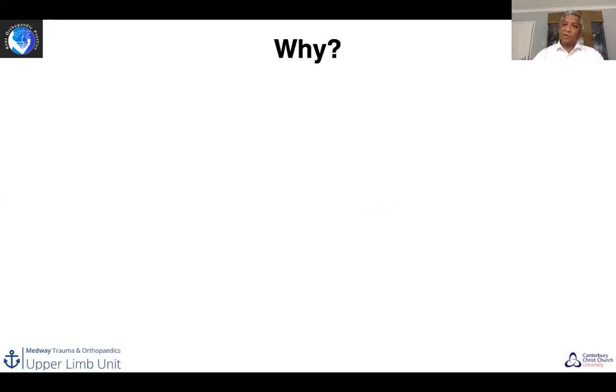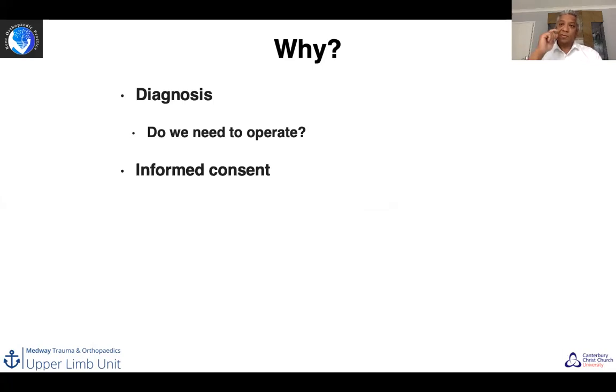So why do we need to do imaging? First, it's important to look at the diagnosis, which may help us to decide whether the patient needs a surgery or not. Secondly, once you make the decision for surgery, it helps you to take a proper informed consent explaining the recovery and the rehab following this.